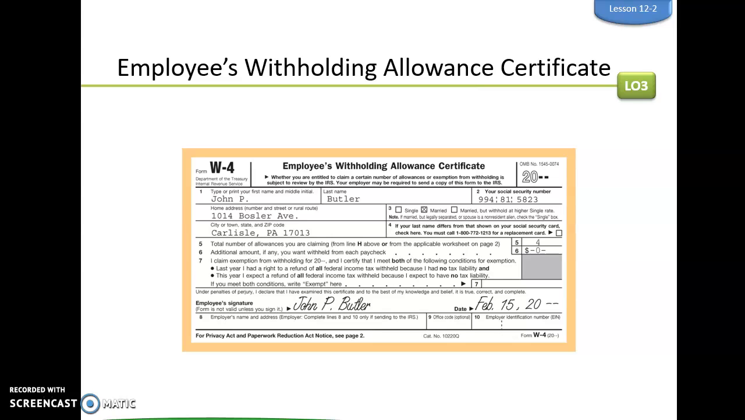On number 3, you would tell if you're single or married. Number 5, you put the total number of allowances you are claiming. So if you're married and you claim your husband, if you have 2 children, you would put those there. On number 7, you could write exempt if you made less than that standard deduction. I wish they would have the new form in there because it is actually very different this year.